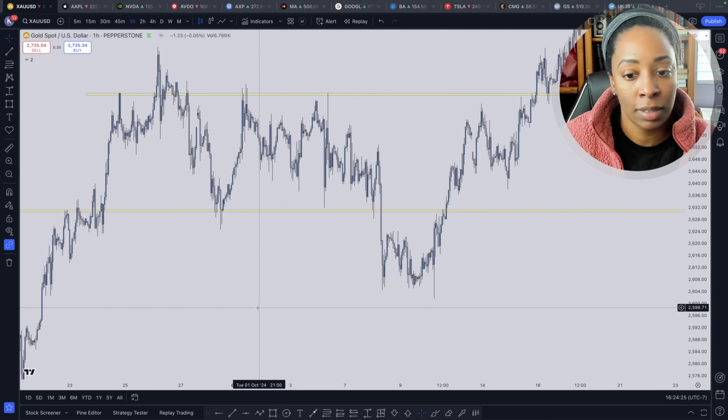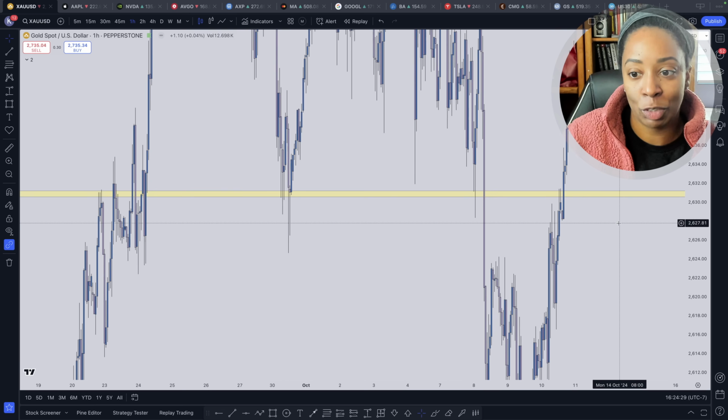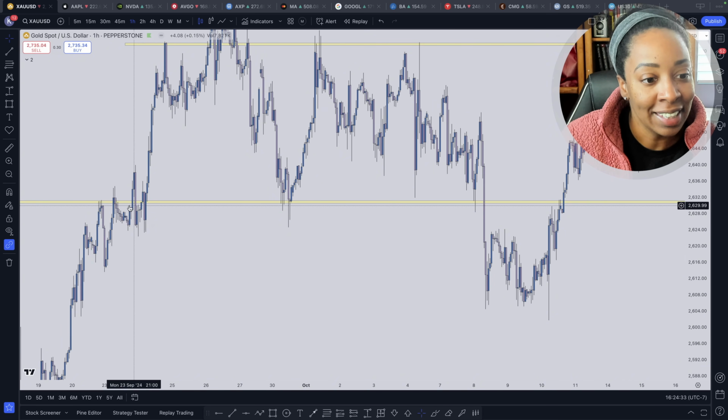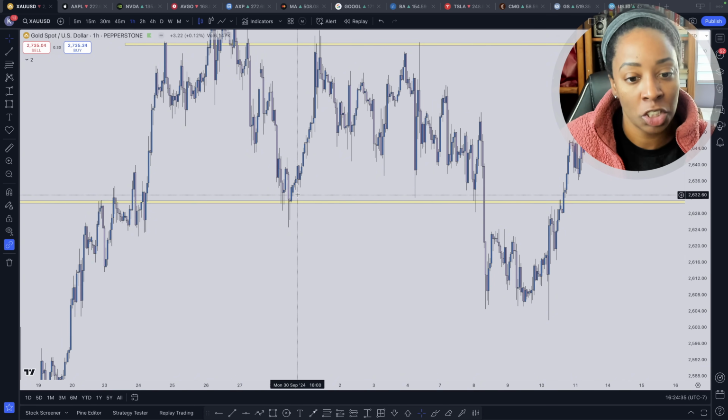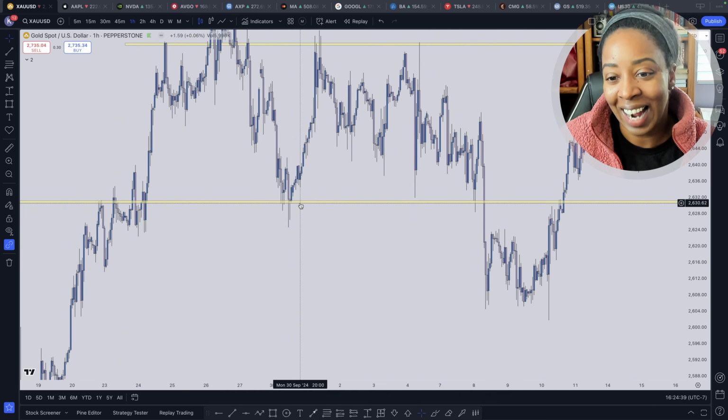And this next level, I'm just going to zoom in just a little bit because I do not have my glasses and this is getting hard to see. So in this zone, we do have some consolidation. We do have all these rejections and a support. So I actually really like it.